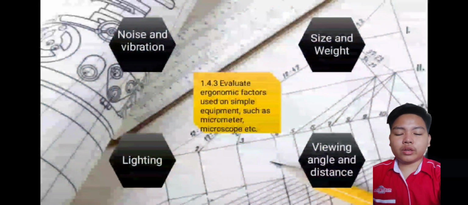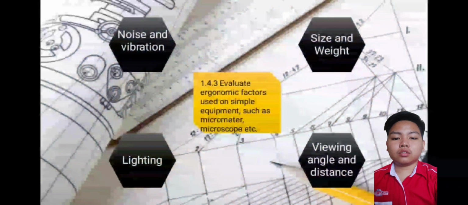Secondly, viewing angle and distance. The viewing angle and distance should be adjustable to allow the user to maintain a comfortable posture while using the equipment. For example, a microscope should allow the user to adjust the height and angle of the stage for comfort.